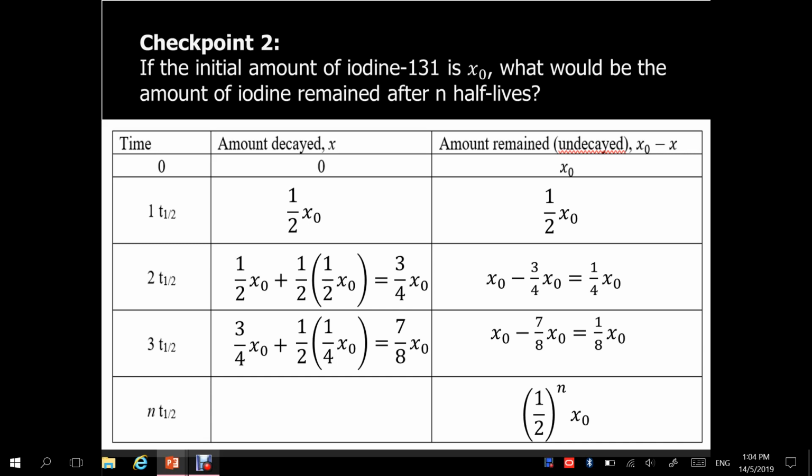What about the number that has decayed? Well, if you have this left, the amount that has decayed must be the original number, x naught, minus half to the power of n times x naught. Okay, so if you factorize out x naught, it's 1 minus half to the power of n, times x naught.